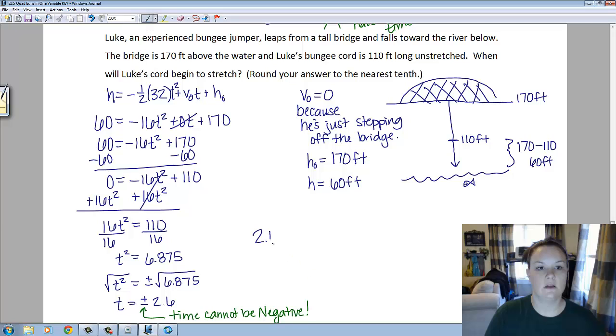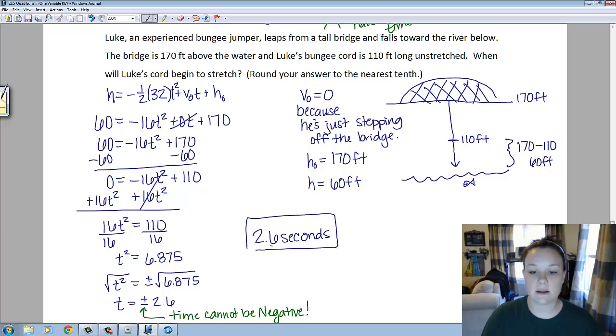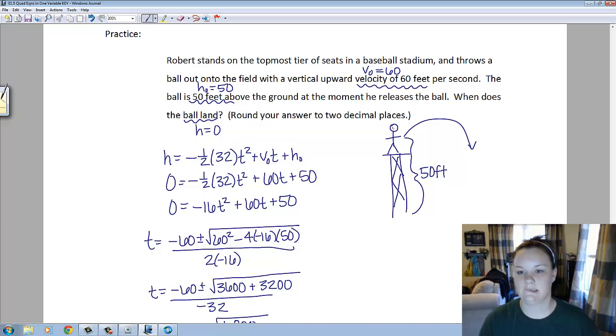Okay. All right. So there's one on the next page for y'all to try. I'll give you a few minutes to work on that, and then I'll show the answer. Okay. All right, so this problem says Robert stands on the topmost tier of seats in a baseball stadium and throws a ball onto the field with a vertical upward velocity of 60 feet per second. The ball is 50 feet above the ground at the moment he releases the ball. When does the ball land?